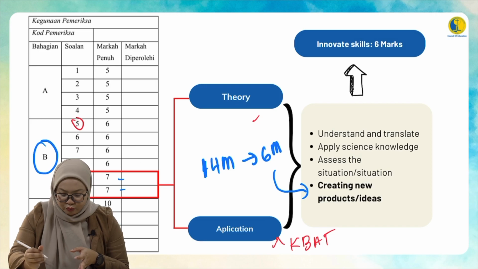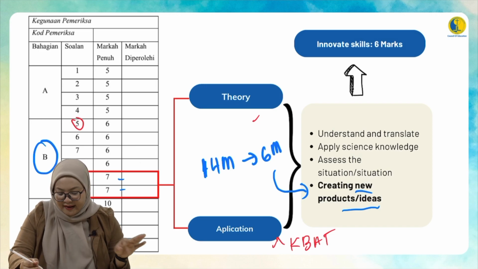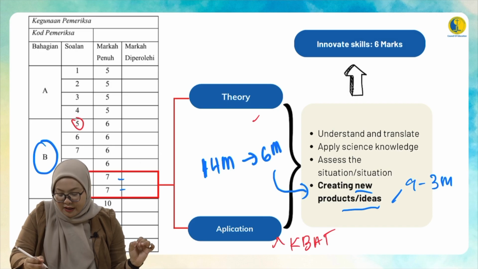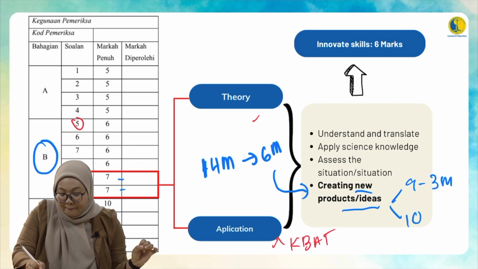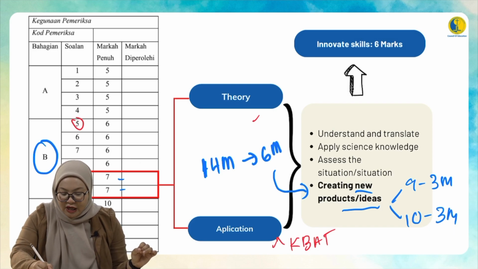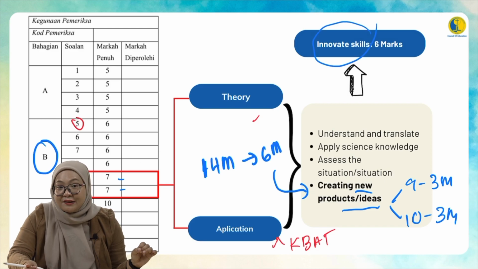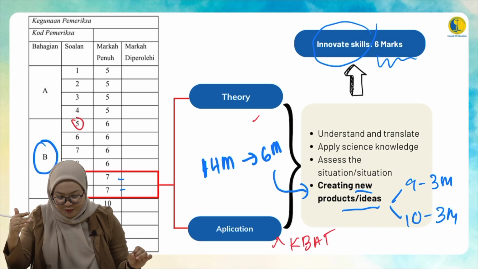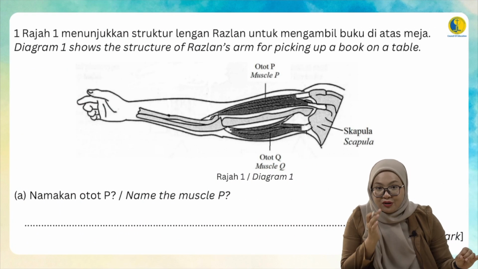Creating a new product and idea means question number 9 has 3 marks to create a new product, and question number 10 has 3 marks to create a new product. So your innovative skills are being tested here. 6 marks are used for this ability. Okay, now let's have a look at the types of question.